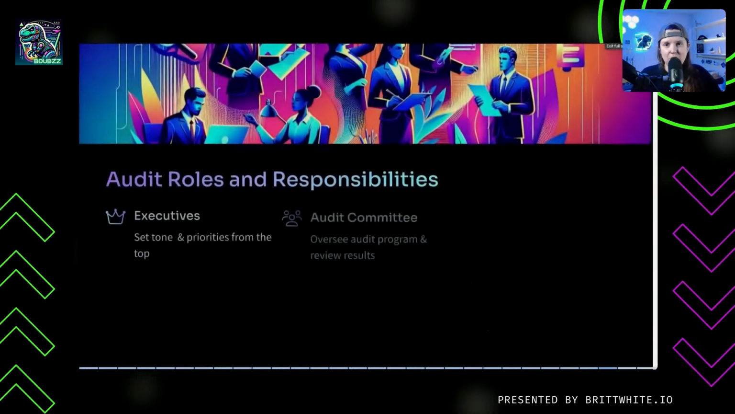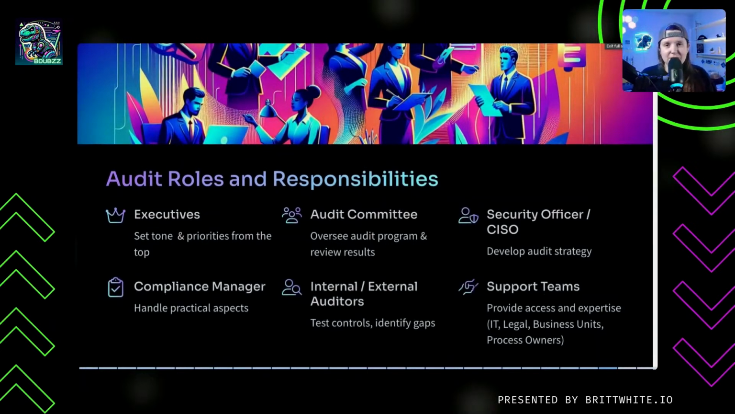So who's actually involved in this audit process? There's several key roles that work together to make these audits successful. Our executives set the tone from the top. Without their support, both in budget and priority, audits won't be effective. They must demonstrate that security audits are a serious organizational priority. Then we have the audit committee, which typically consists of board members and senior leadership. They're responsible for overseeing the entire audit program.